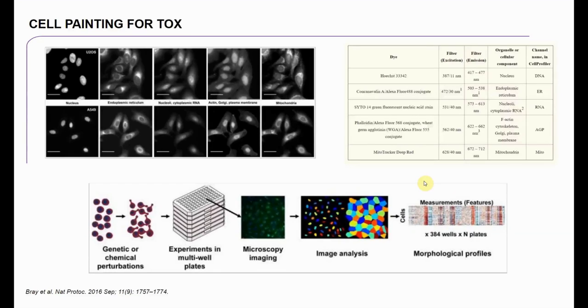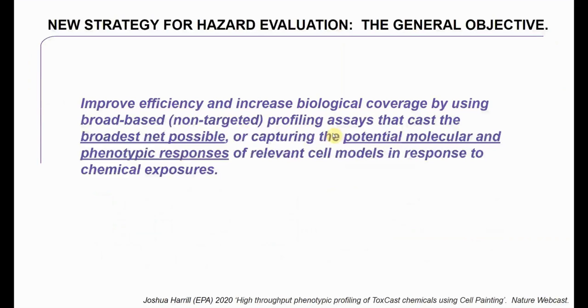Obviously, this could be very useful also for profiling toxic molecules. And so this is exactly what Josh Harrell at the EPA, who's published a couple of different papers on the use of cell painting for toxicology now. And he has a quote about this in a recent Nature webcast, which I would definitely recommend that you check out. And the idea is to use cell painting as a very broad kind of assay, which could capture all sorts of different molecular and phenotypic responses.